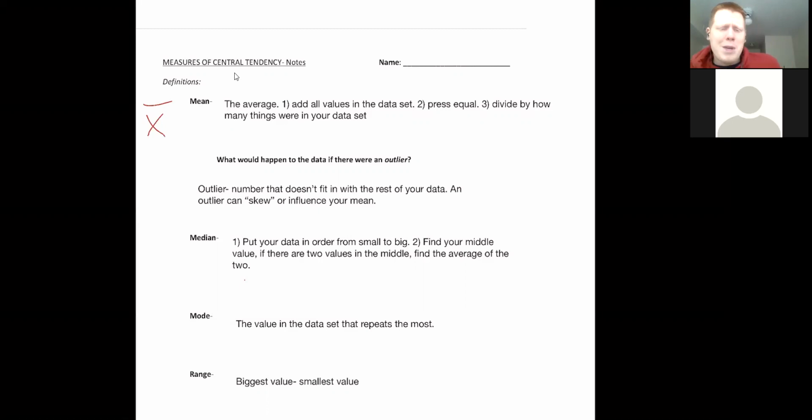One thing about the mean that you have to consider is that one flaw with the mean is that it's influenced by outliers. If you don't know what an outlier is, that's just a number that doesn't fit with your data. So, for example, if we were looking at salaries, maybe the average salary for a carpenter is, I don't know, $50,000 a year.